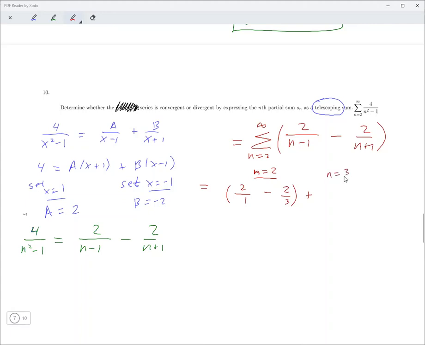Okay, and then if I set n equal to 3, I get 2 over 2 minus 2 over 4. Okay, it doesn't look too impressive yet, but if I keep doing this, an interesting thing happens. So when it's 4, then this is going to be 3 minus 2 over 5.